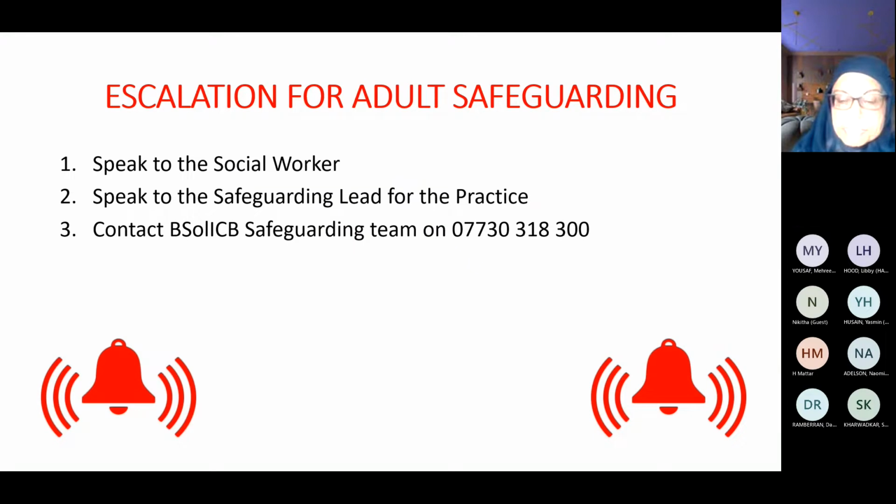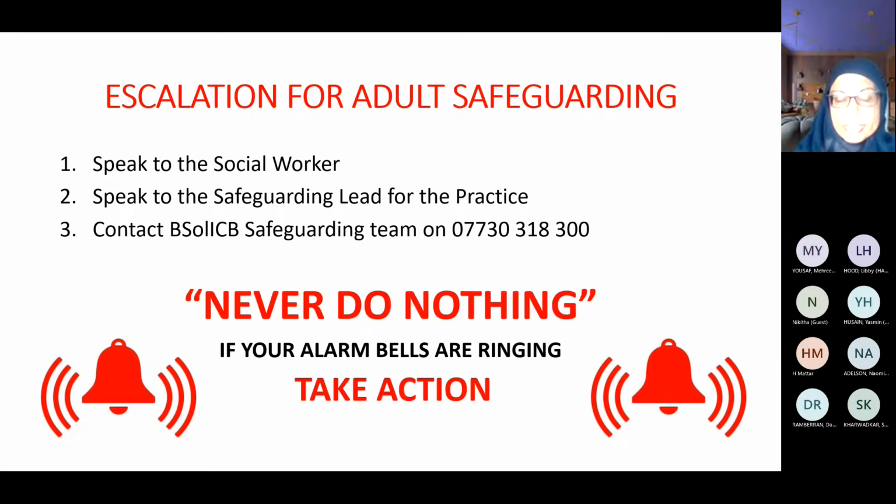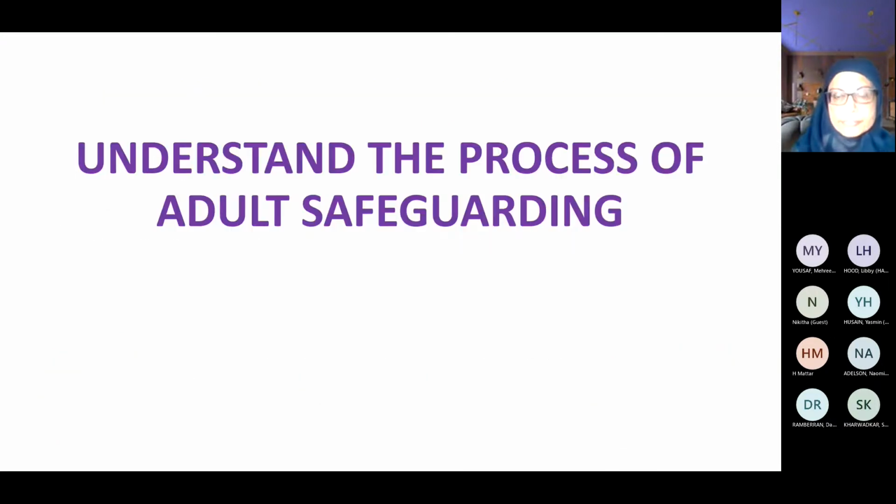If they haven't responded the way you expected them to, then what you need to do is escalate. You would speak to the social worker first and try to understand why they've not dealt with the things that you were worried about. Speak to your safeguarding lead for the practice, and if you are the safeguarding lead for the practice, you can contact us, obviously the safeguarding team, and we will help support you for escalation. The key message is, though, never do nothing. If your alarm bells are ringing, you must take action.